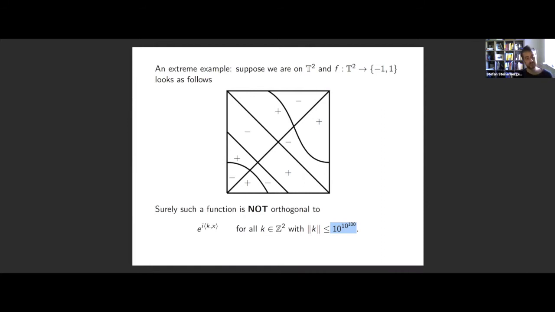What I want is essentially that the sum of Laplacian eigenfunctions evaluated at very few points is 0.